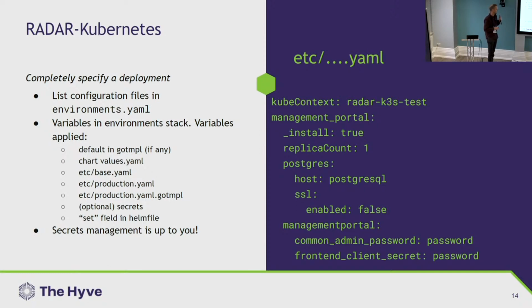So sometimes in the Go templating, you can already provide the defaults. So you say, well, if no value is present, then use this value. Then in the chart, you can also say, well, if you have no value for this chart, use this value. And then you have the different files that are used in Radar Kubernetes, which is the base, which we provide, and the production that you as an operator should provide.